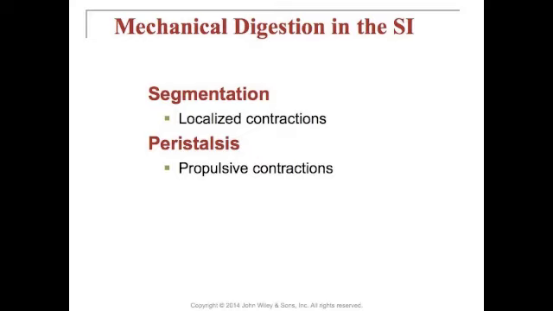The migrating motility complex slowly migrates down the small intestine, reaching the end of the ileum in about 90 to 120 minutes. Then another migrating motility complex begins in the stomach. Altogether, chyme remains in the small intestine for about 3 to 5 hours.